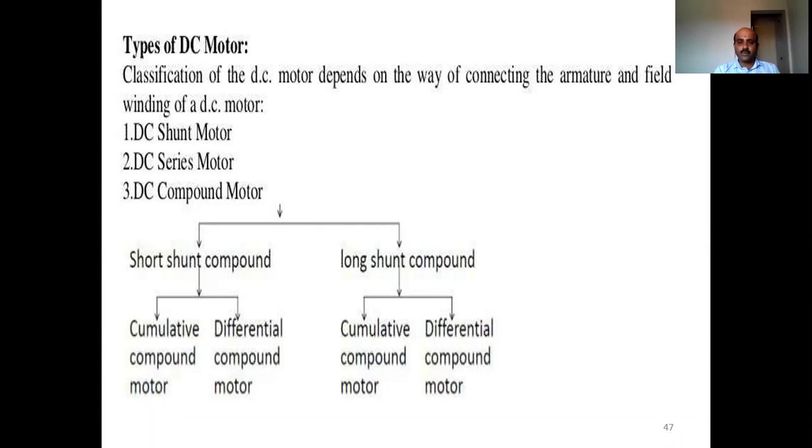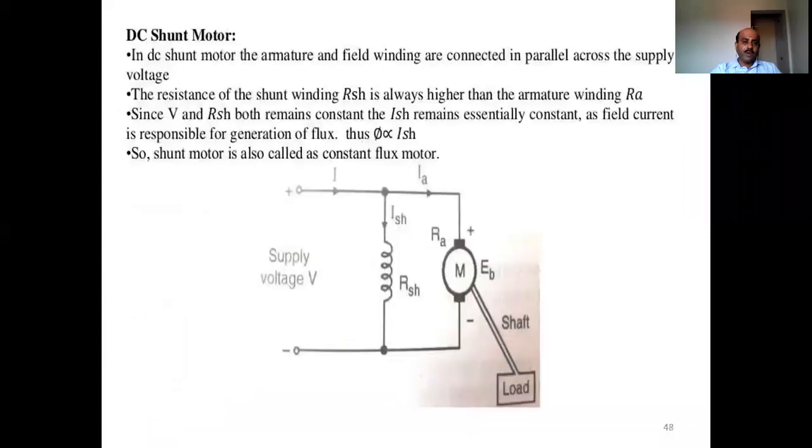This is very important from the examination point of view. Please prepare for this very nicely. This classification is based upon how the armature and the field winding get connected. This is the classification of a DC motor. Now let us start one by one.